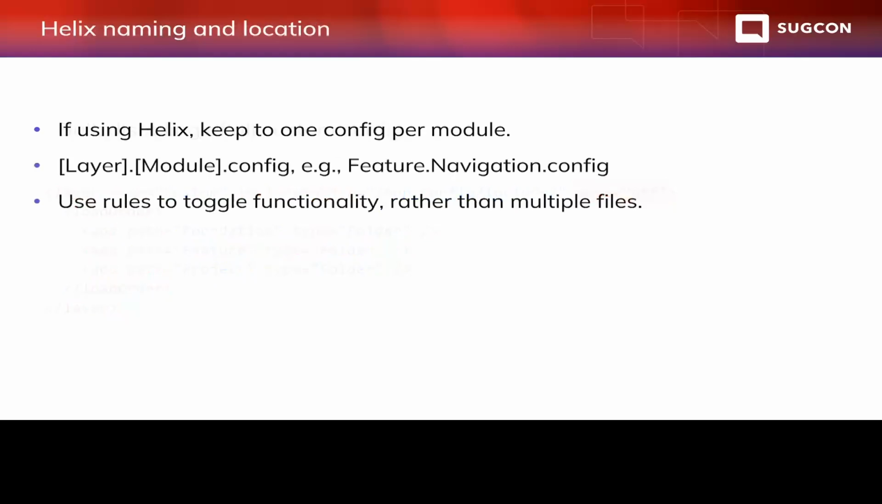Speaking of Helix, if you choose to do Helix, have one config file per feature. So that's from the Helix guide, so feature navigation.config. If you need to turn them on and off, use rule-based configuration, which we'll get to later. If you have 15 config files per module and then they start having different names, it gets very chaotic, and then you have nested folders, and if the names don't follow Helix, then you don't know where they are in Visual Studio, so keep it simple.